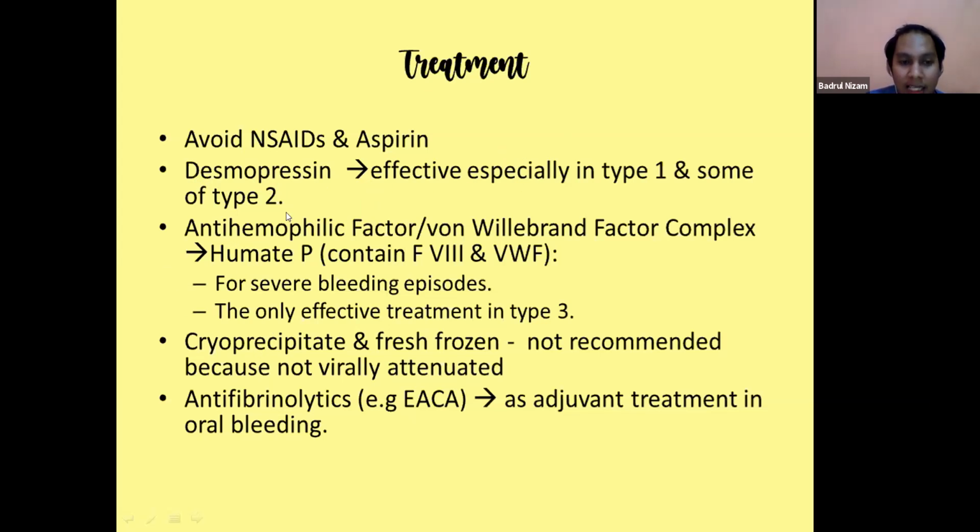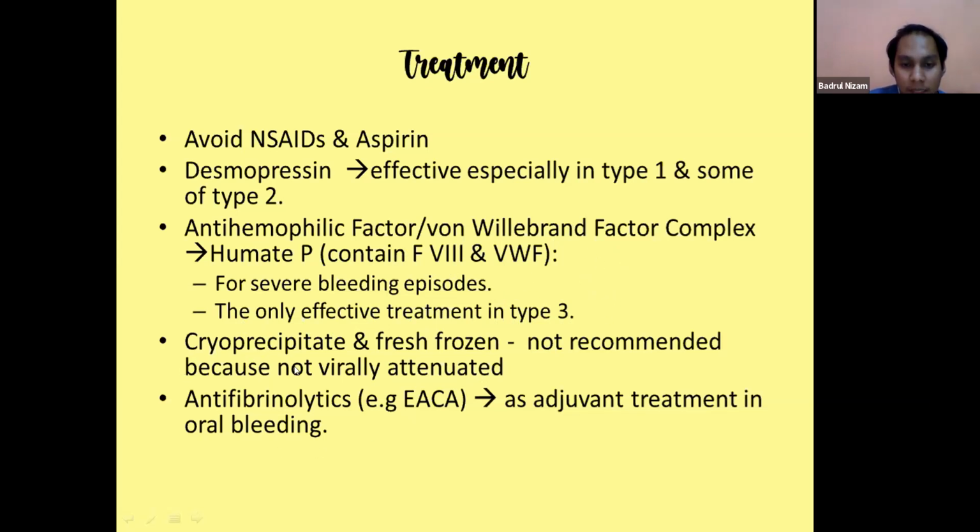Okay, and in the case where we need a rapid increment of factor 8 and von Willebrand factor, such as in a severe bleeding episode, we need to give the antihemophilic factor von Willebrand factor complex called Humate-P, which contains both factor 8 and von Willebrand factor. This is the only effective treatment in type 3, where there is absent or severely reduced von Willebrand factor.